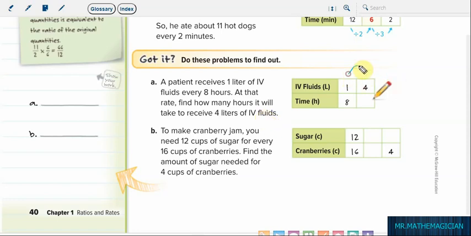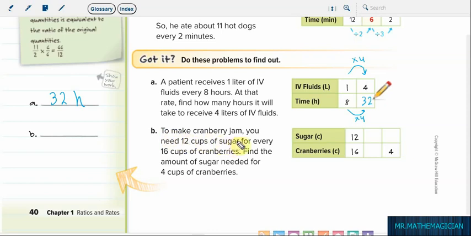So if the 1 becomes 4, means we multiply it by 4. So I must multiply by 4 here. 8 times 4 will give you 32. So this will happen in 32 hours. Now, problem B.